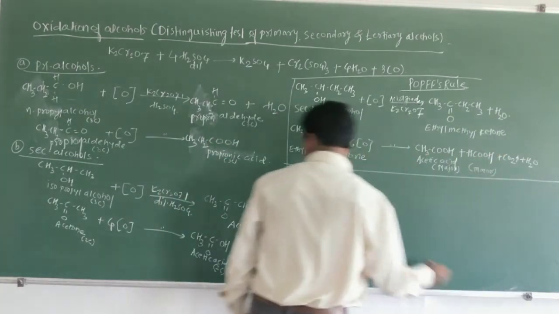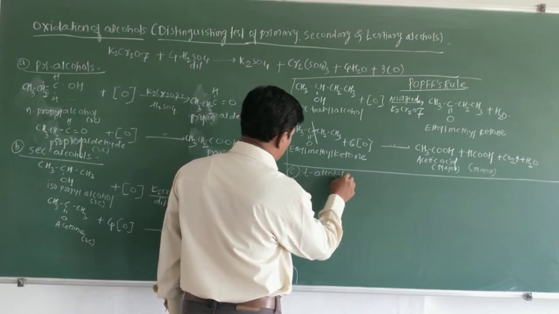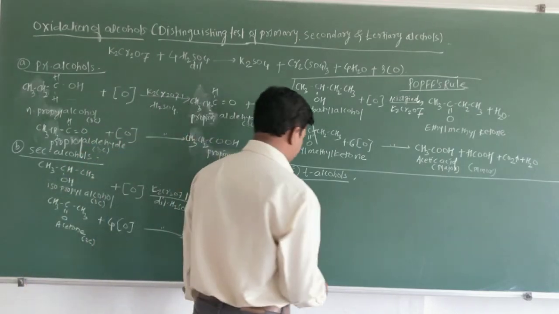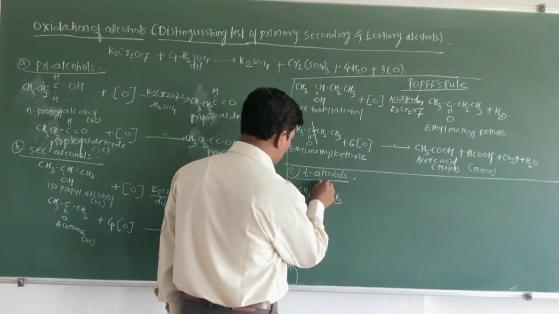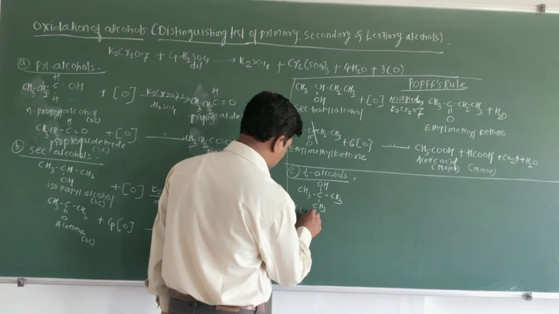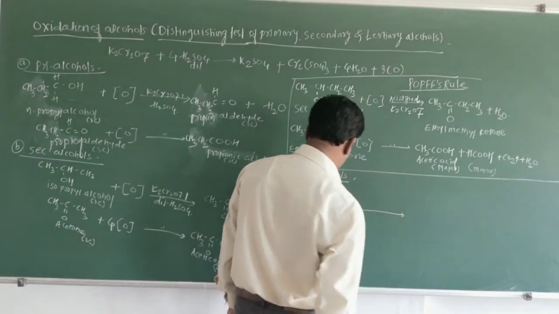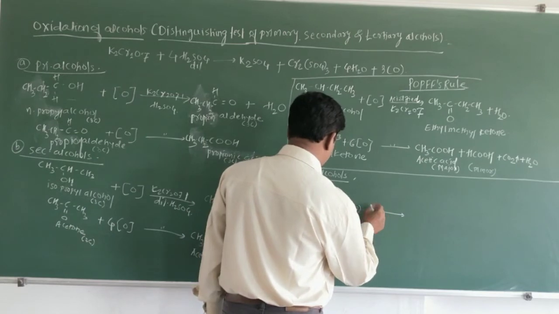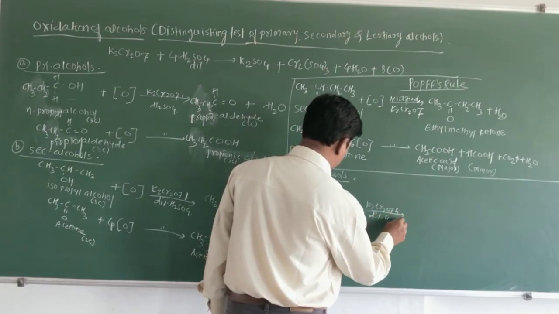Then come to our last one, the oxidation of tertiary alcohols. Tertiary alcohols can be represented by R3COH according to the general formula, but I will take the example CH3, C, CH3, OH and CH3. So this is tertiary butyl alcohol. Now the oxidation of this alcohol takes place in the presence of K2Cr2O7 and dilute H2SO4, meaning acidified K2Cr2O7.